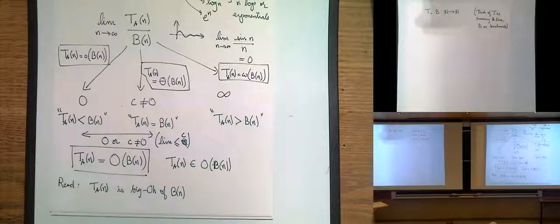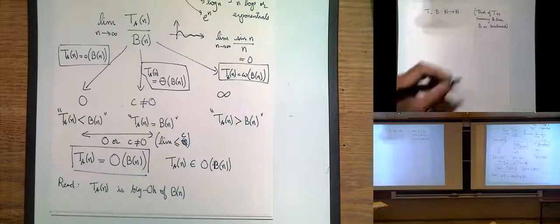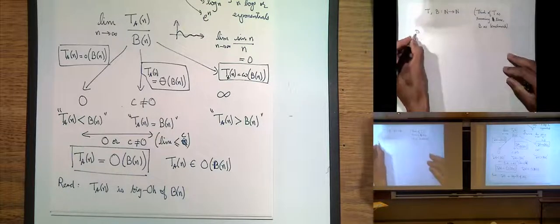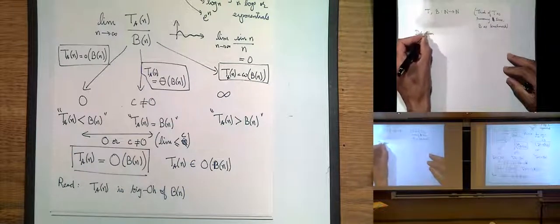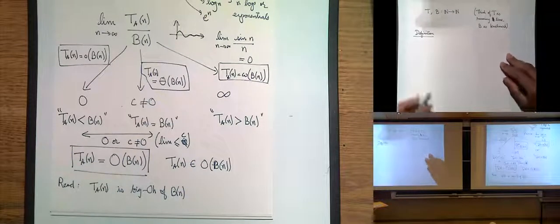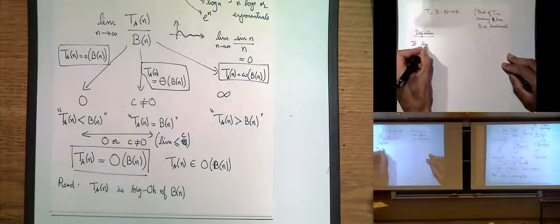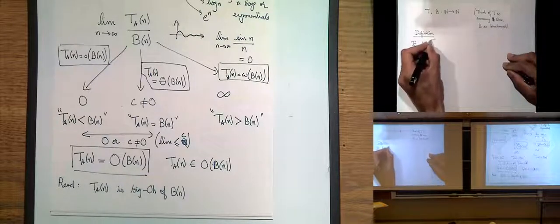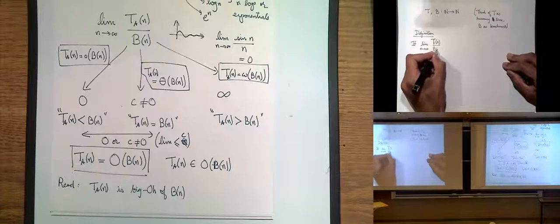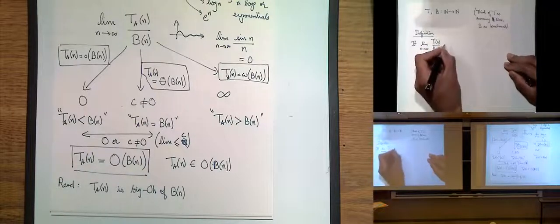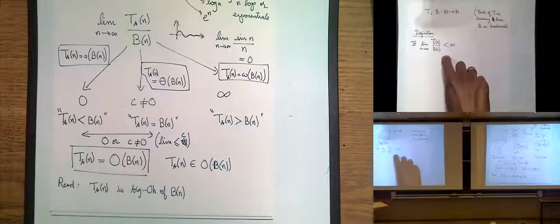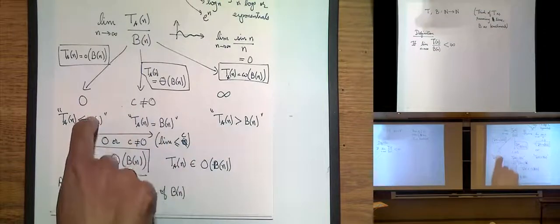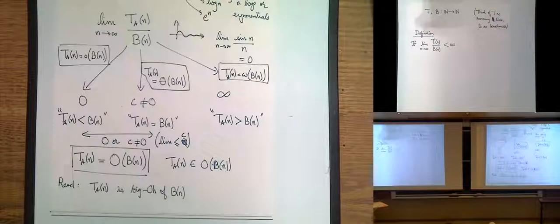Yes? Running time, sorry, that was a mistake. Running time. Okay, so this is a definition. If the limit as n goes to infinity of T of n divided by B of n is strictly less than infinity, what this means is that it's a non-zero constant or it's 0. That's what I mean by less than infinity. The limit exists and the limit is not infinity.